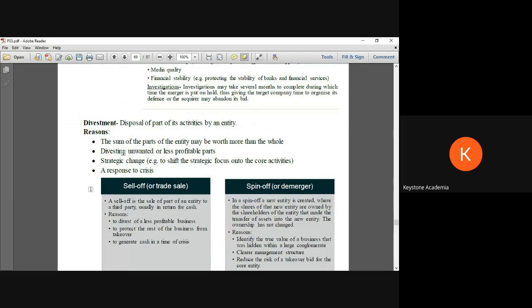What are the reasons? The sum of the parts of the entity may be worth more than the whole, or it is very less profitable. It's unwanted for us. We want to focus on other areas, or maybe we have changed our plan for strategic decisions. We planned something, but now we are not interested in that. Let's say we went to Eastland, and after some years we feel like Eastland is not worth continuing. Let's go to Westland. So whatever we do in Eastland, we sell to the senior managers there.